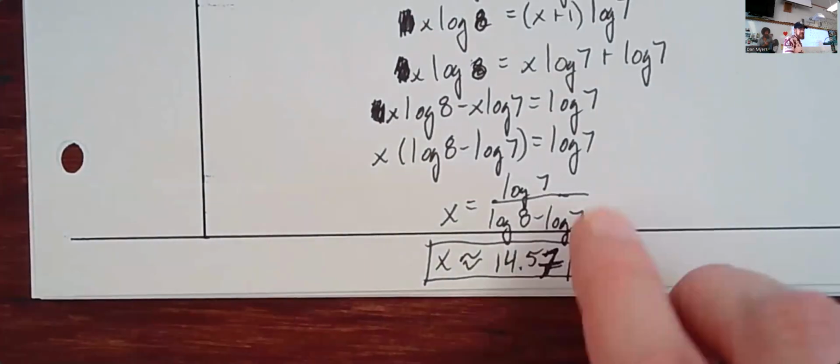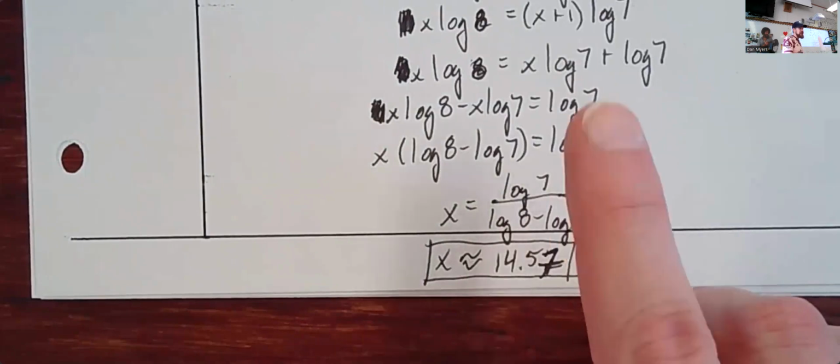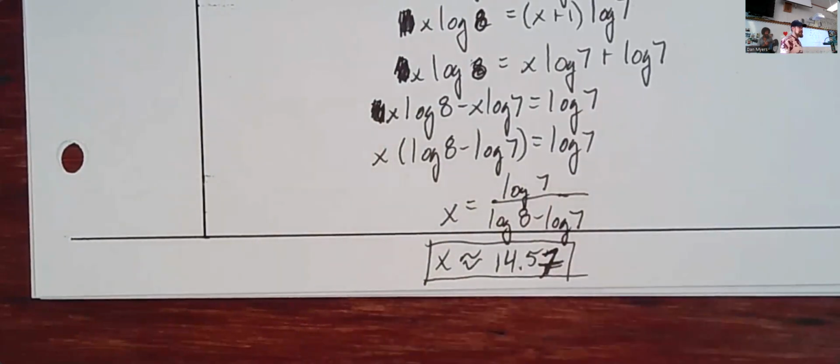So if you had log 7 divided by 3 log 2 minus log 7, that's the same thing, and it ends up being the same answer of 14.57. I just feel like it has a cleaner look, not having the 3 in front of the log. It's a preference. It doesn't make a difference in terms of the answer. So we'll pause there for the day.